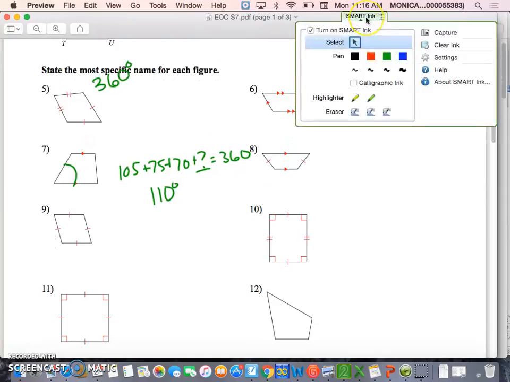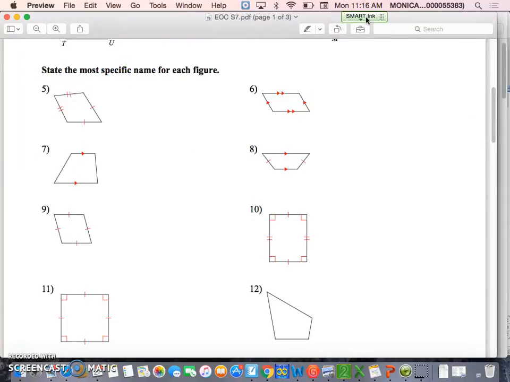All right, second type of question we can ask you about quadrilaterals is that you have to state the most specific name for each figure. So if I'm looking at, for example, number 5, I'm going to see that the sides across from each other, like this side and this side, are not parallel to each other. So I know it's not going to be a parallelogram. So my choice is either a kite or a trapezoid. And this meets the description of a kite where the corresponding sides are congruent. So that would mean this side is congruent to this side and so on. So this would be a kite.